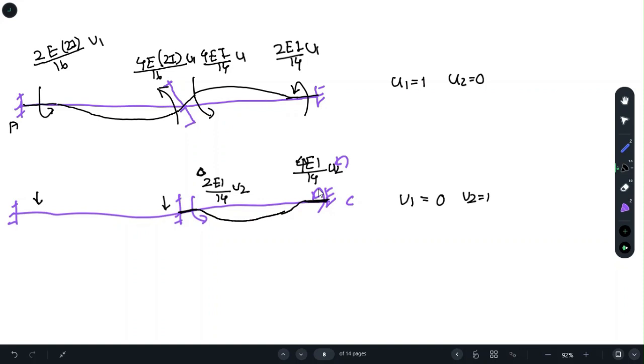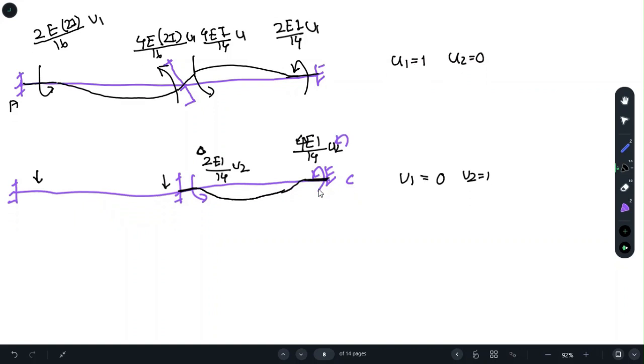Now we will make two simultaneous equations so that we can solve for U1 and U2. We will apply the equilibrium formula at points B and C, because at these two points we applied our dokis.